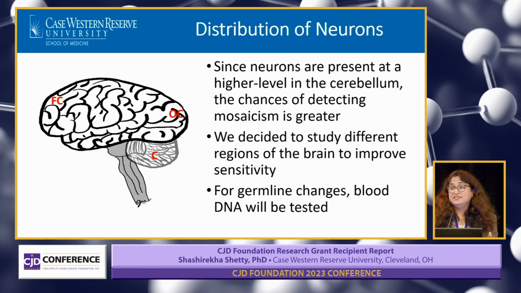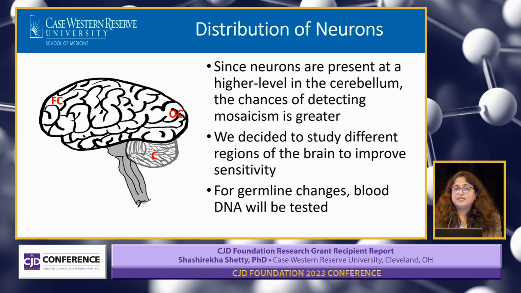Because they're present in such a high proportion, our chances of finding that mosaicism, or that cell line with the mosaic population, are much, much higher. It's almost 4 times higher if I study the cerebellum. That is my hypothesis. Let's see if it holds water, okay?